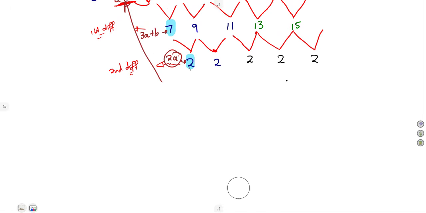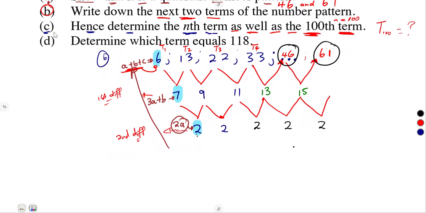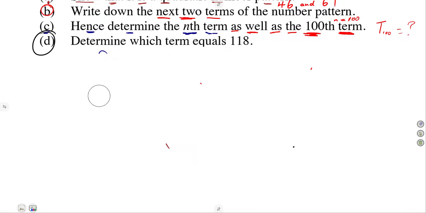So let's see another part, which is on D. In the D part, they're saying determine which term equals 118. All right. We had such questions even for those linear or arithmetic sequences. Remember, there were questions like that. Knowing that our Tn is equivalent to n squared plus 4n plus 1, this type of question is not supposed to surprise us because we have what equals the Tn.